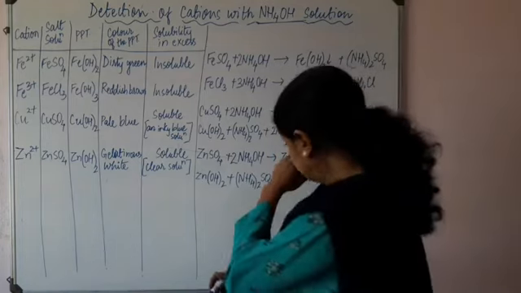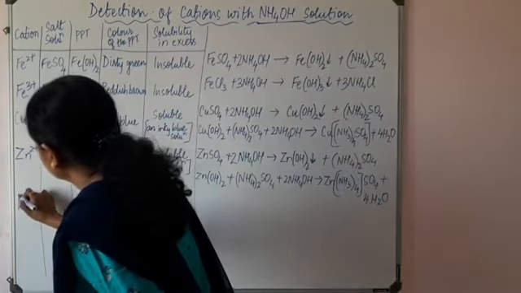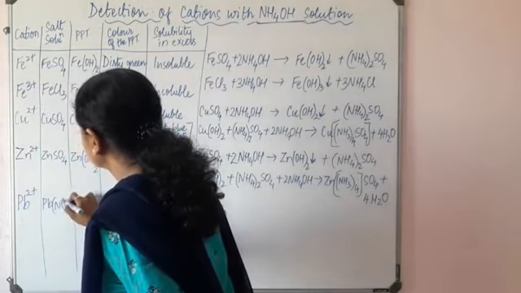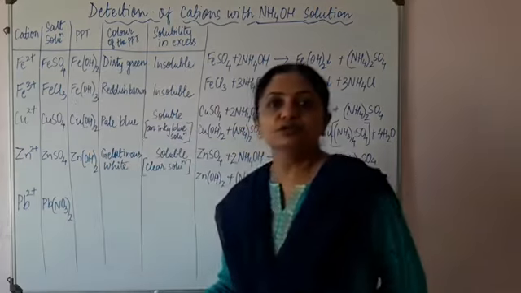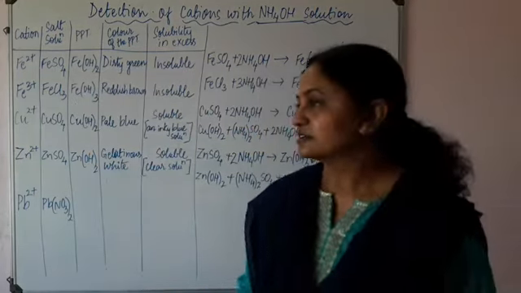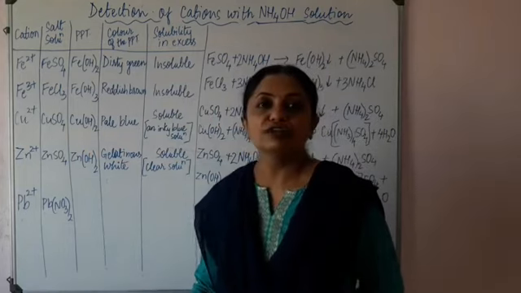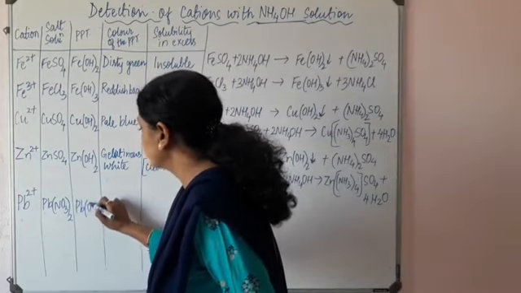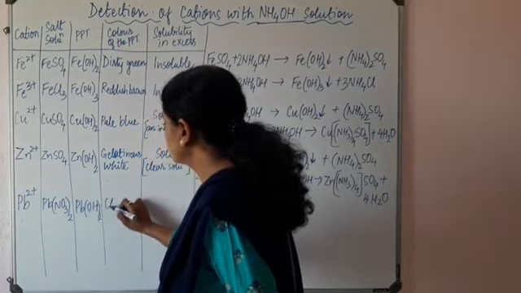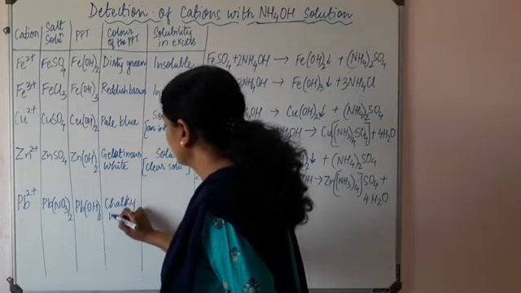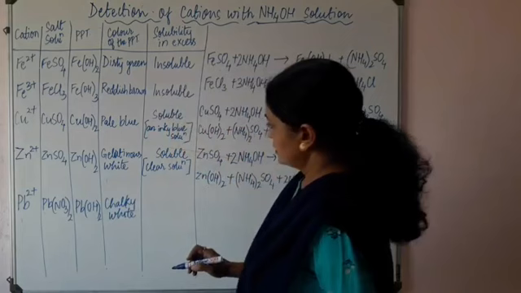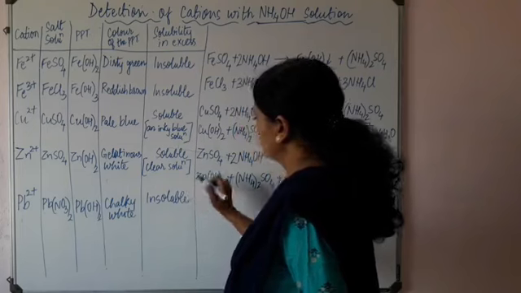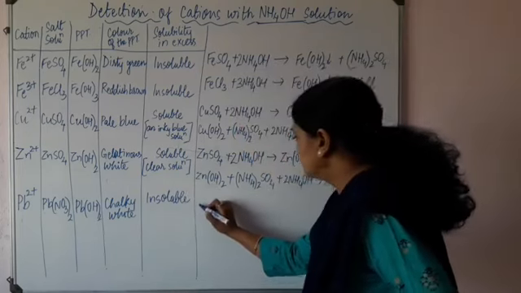Now next we will do lead, Pb2 plus. So lead nitrate. As I told you in the previous case also, lead nitrate is the only compound of lead which is soluble. So taking lead nitrate, you will get lead hydroxide, which is a chalky white precipitate. Now in this case it is insoluble.